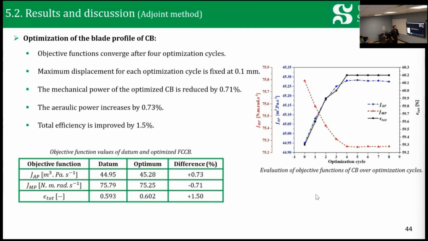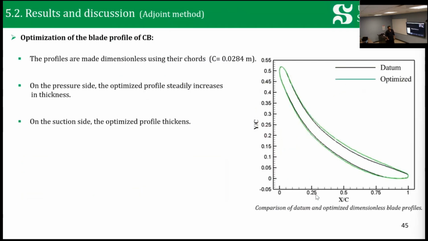So after 4 optimization cycles, as you can see, the aerodynamic power increased by 0.7%, and the mechanical power decreased by 0.5%, and it gives us around 1.5% improvement in the efficiency. In order to modify the shape based on the sensitivity, we set the displacement at 0.1 millimeter for the profile.